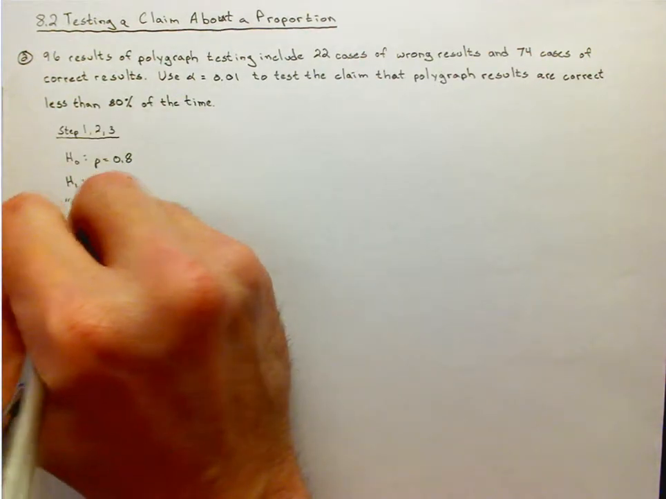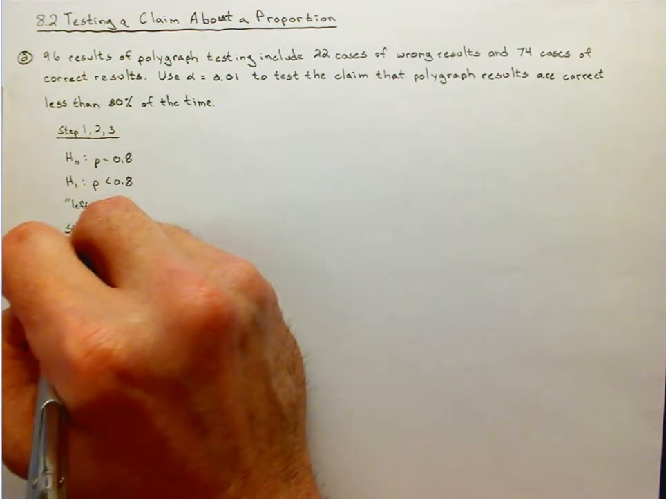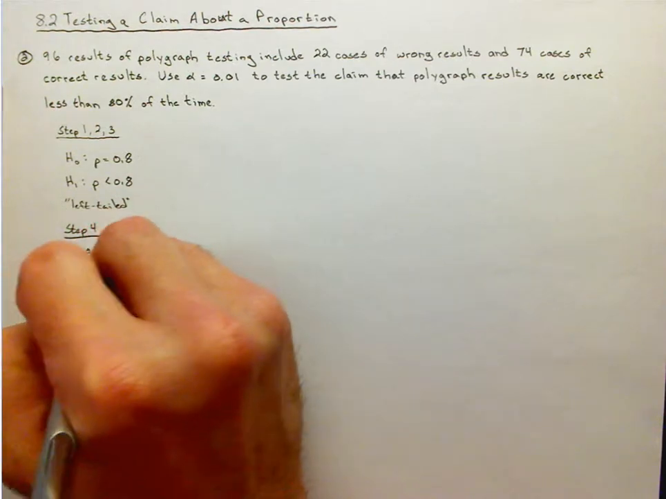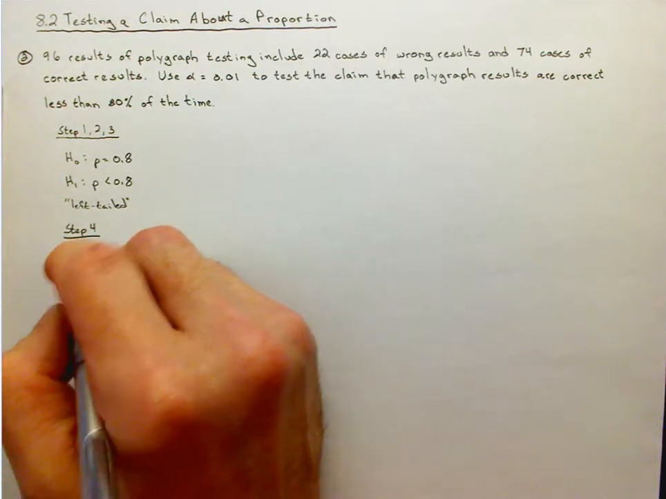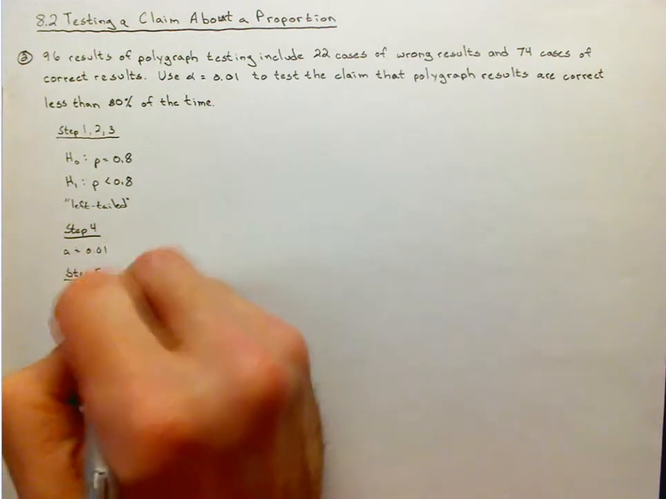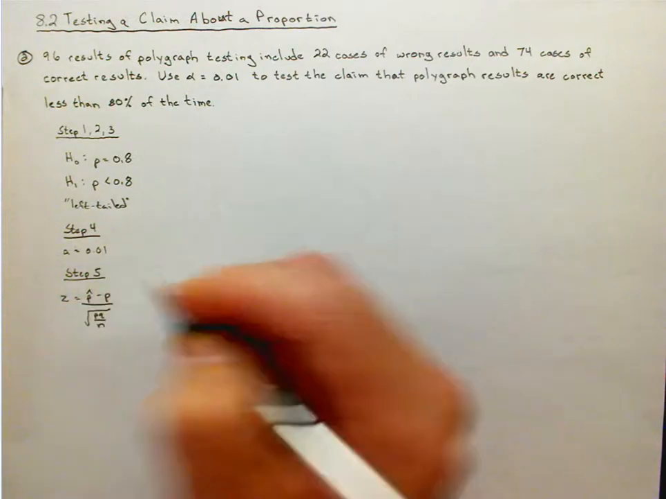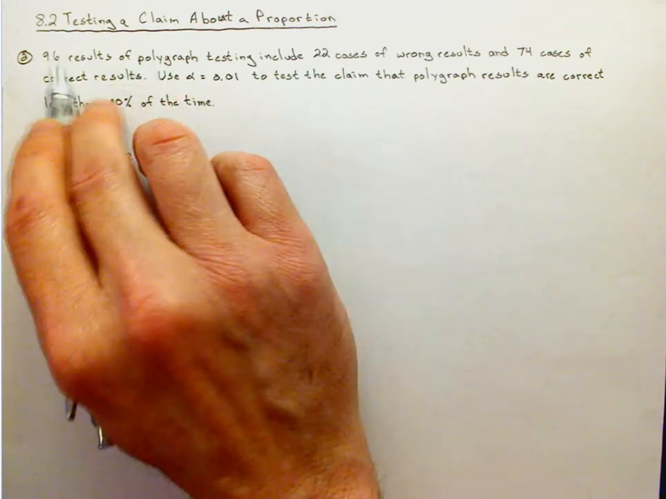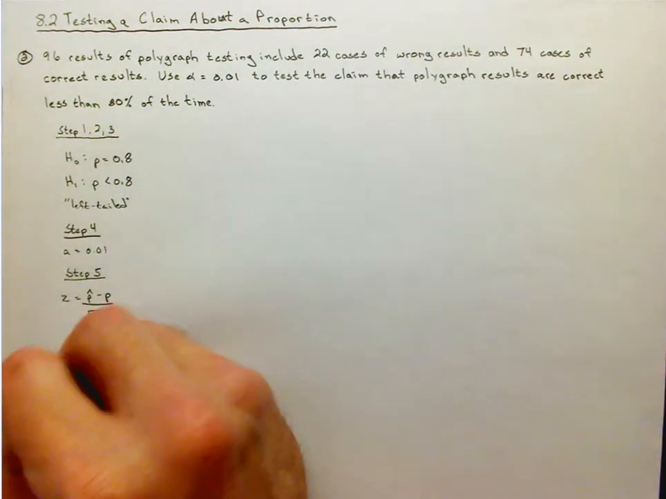And then step 4 is significance level, and we've been given that. That's going to be alpha equals 0.01, and step 5 is the test statistic, and I know that it's going to be a proportion with your z-score, so z equals, and it deals with proportions. We're dealing with just the numbers. We're going to take a proportion of the 96, 74 divided by 96. And with that, I'll just go ahead and write all that out.